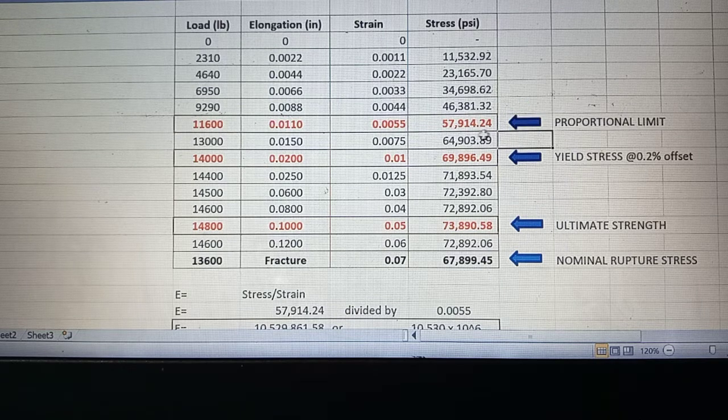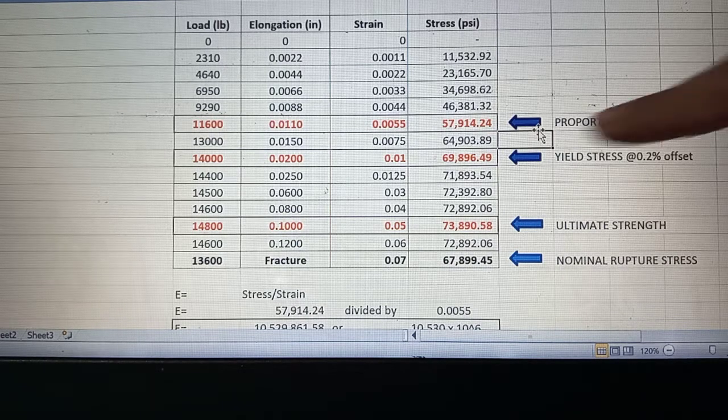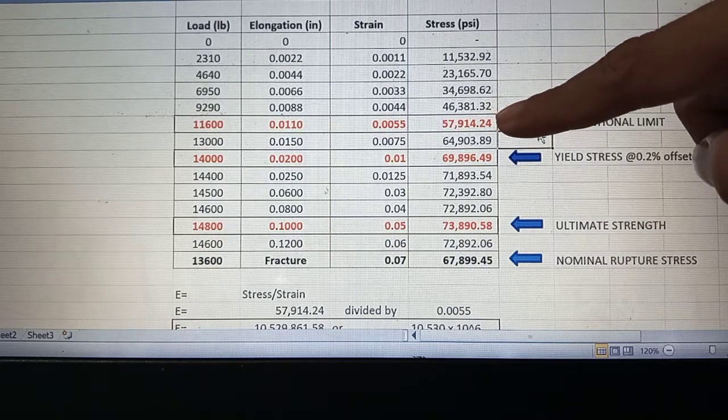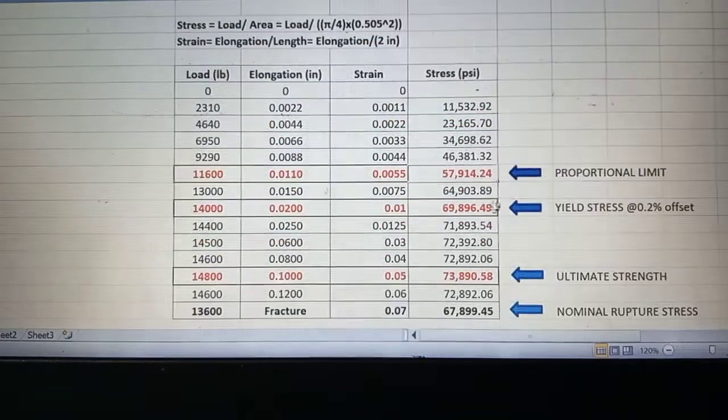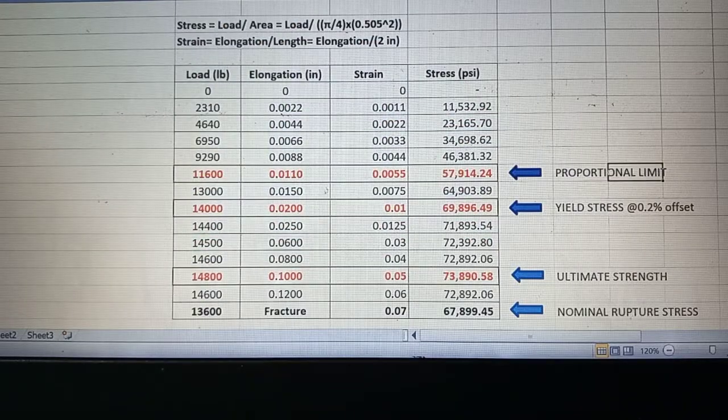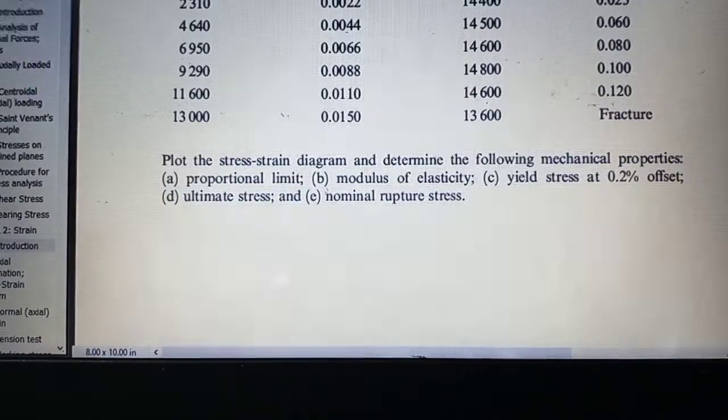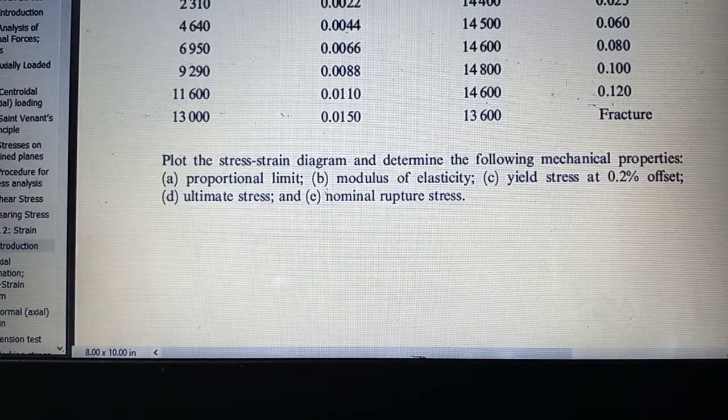And here, the proportional limit is equivalent to a stress of 57,914.24 psi. If you convert it into ksi, you just divide it by 1,000, so it's approximately 58 ksi. And then the next question is, okay, it's just easy for the proportional limit.